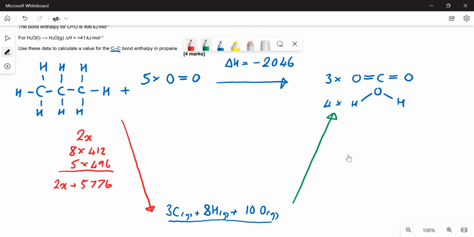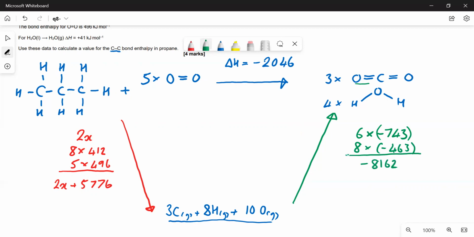On the green arrow, we're going to make these bonds, and so these are going to be negative values. Well, we're making 6 carbon-oxygen double bonds. So that's 6 times 743. And these are minus values because they're exothermic when we're making the bonds. And we've got 8 of the oxygen-hydrogen bonds, so that's 8 times minus 463. Add that lot up together, it comes to minus 8162.